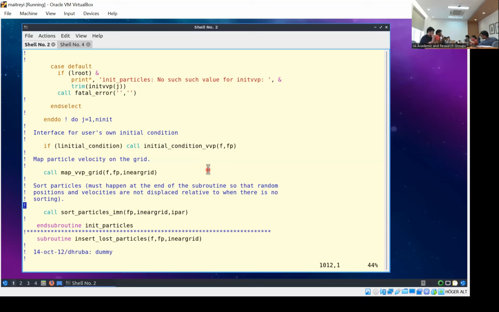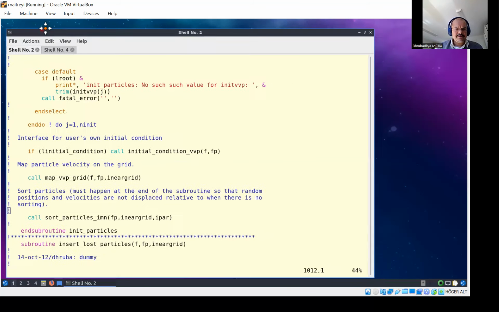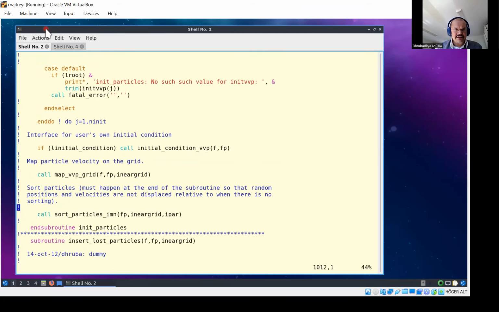Okay, so this is why the particles are sorted. Now somehow I seem to have lost my connection.